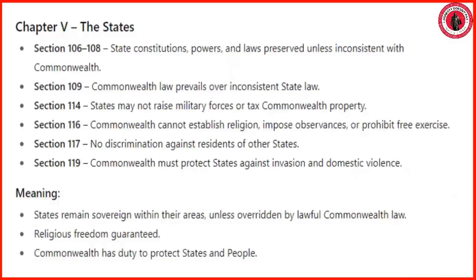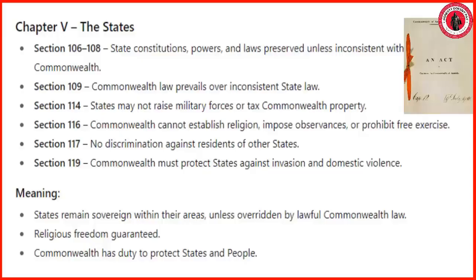Chapter 5, the states, Section 106 to 108, state constitutions, powers and laws preserved unless inconsistent with Commonwealth. Section 109, Commonwealth law prevails over inconsistent state law. Section 114, states may not raise military forces or tax Commonwealth property.